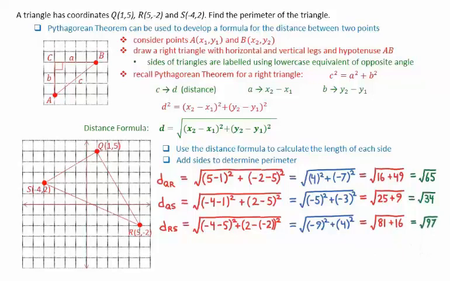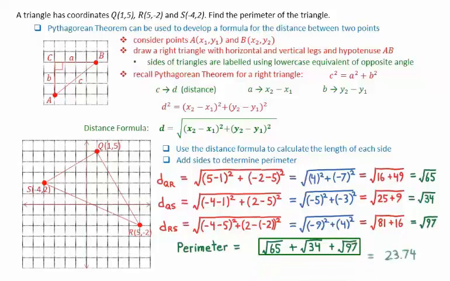The perimeter then is simply the sum of all of these sides. Root 65 plus root 34 plus root 97. Or, plugging this into a calculator, we get 23.74 rounded to 2 decimal places.